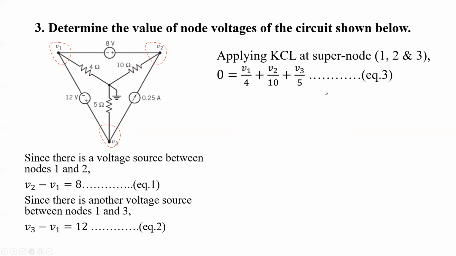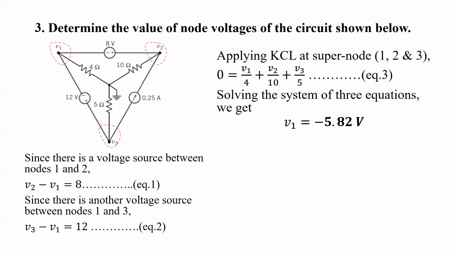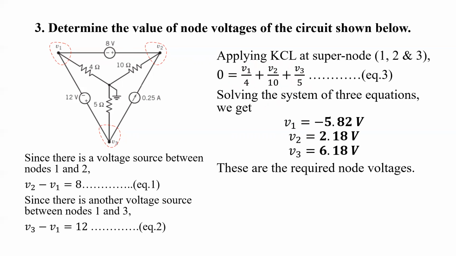Here we don't need to further simplify equation 3, because when we input these coefficients into the calculator, we can simply put the coefficient of V1 as 1 by 4, the coefficient of V2 as 1 by 10, and the coefficient of V3 as 1 by 5. So if we solve the system of three equations using the calculator, we can easily get V1 equals minus 5.82, V2 equals 2.18, and V3 equals 6.18. These are the required node voltages.